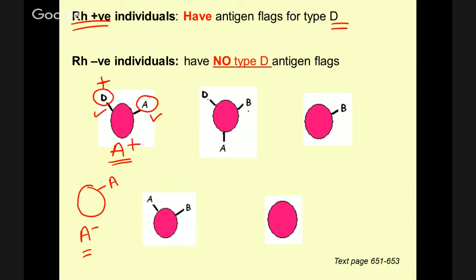So let's look at this next one. Let's look at this guy over here. He only has a B flag. So what is this person's blood type? They are B negative, right? What would B positive look like?